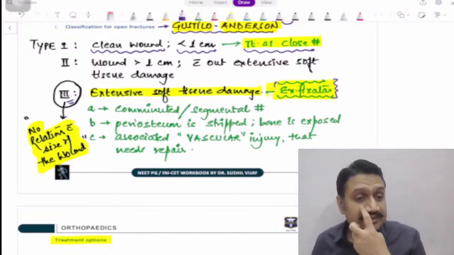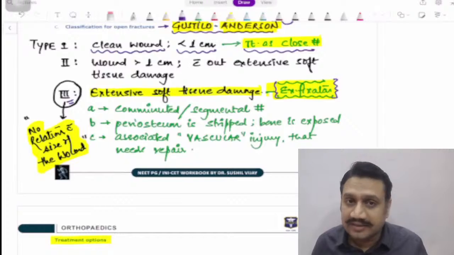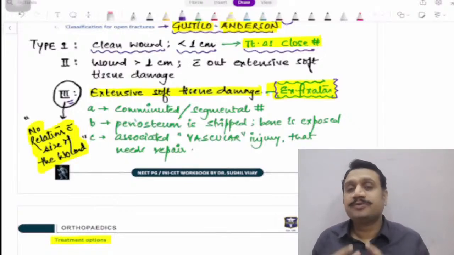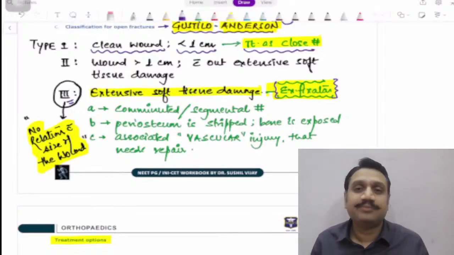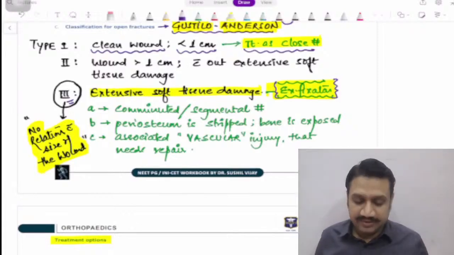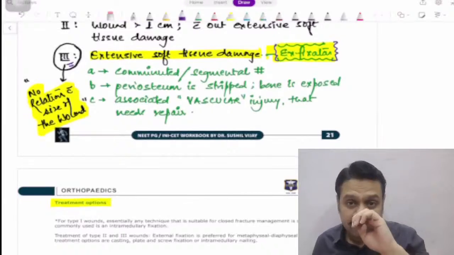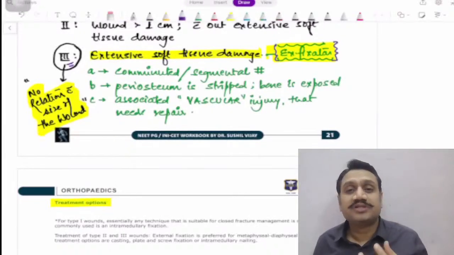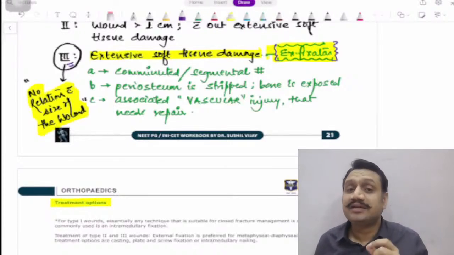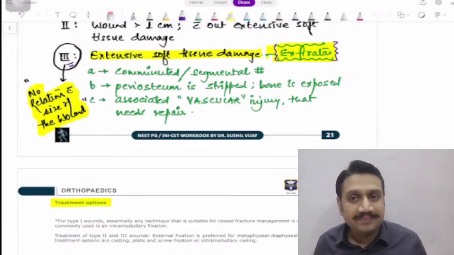Now, for external fixators, you are expected to know all the types. Type 3 has been further divided into type 3A, type 3B, and type 3C. Type 3A are the comminuted and segmental fractures. In type 3B the periosteum is damaged and the bone is exposed, and type 3C is the one where you have an associated vascular injury which requires a repair.